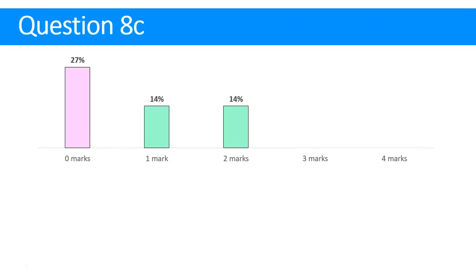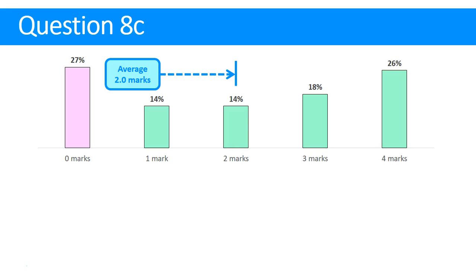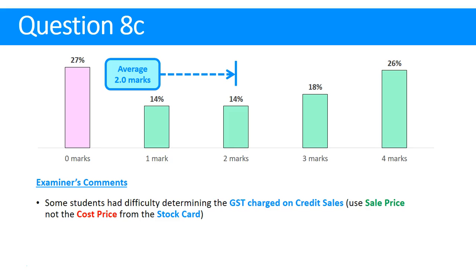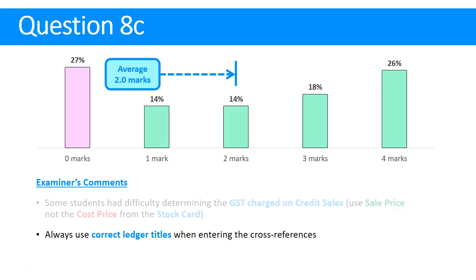Looking at the marks of this question, tough question, 27% of the state got 0. At the top end though, very pleasingly, a quarter of students were able to get 4 marks, 4 out of 4, with an average of 50% or 2. Looking at the examiner's comments, some students had difficulty figuring out the GST on the credit sales. Remember to use the sale price and not the cost price from the stock card. And always use the correct ledger titles when entering your cross references. So we're not writing credit purchases, we're writing creditors control, for example.